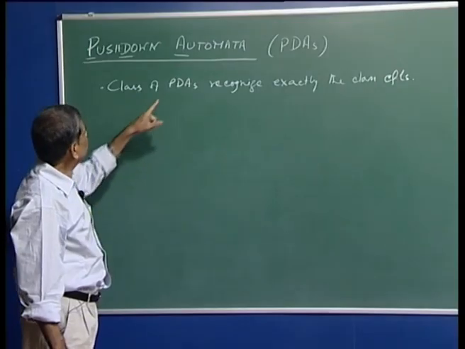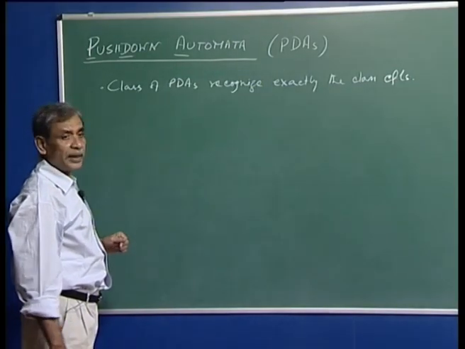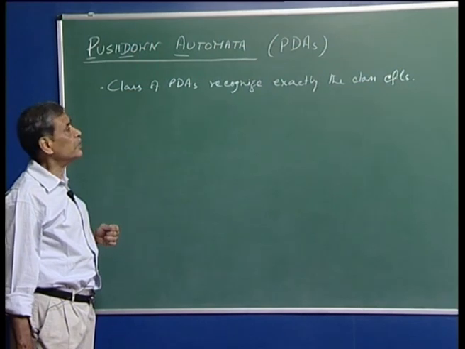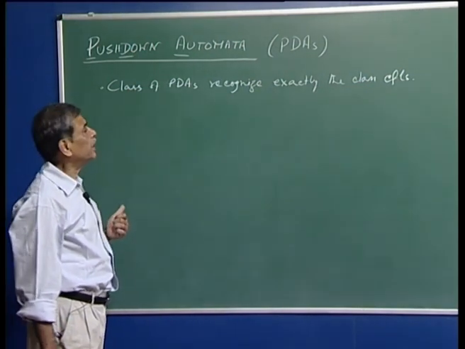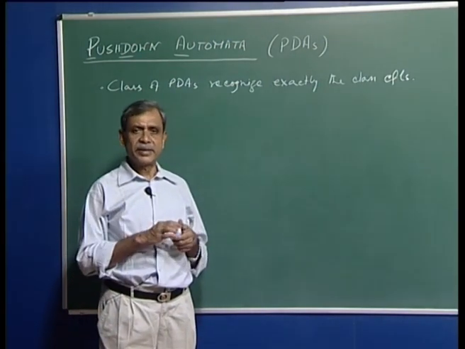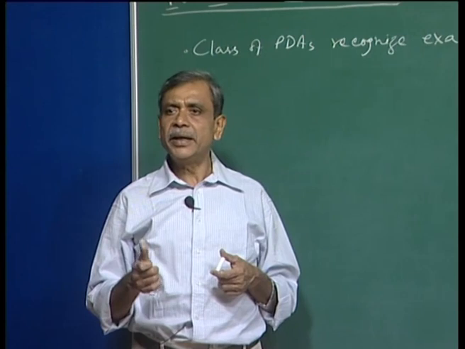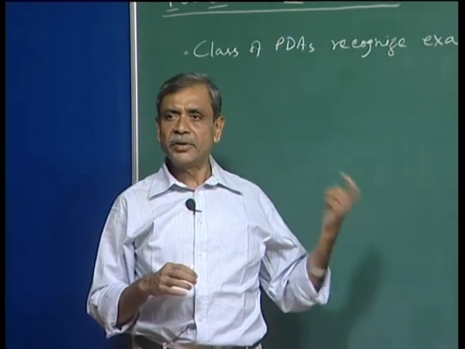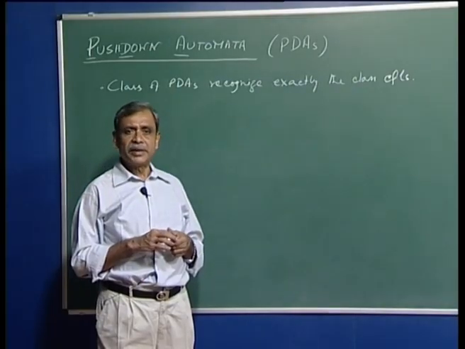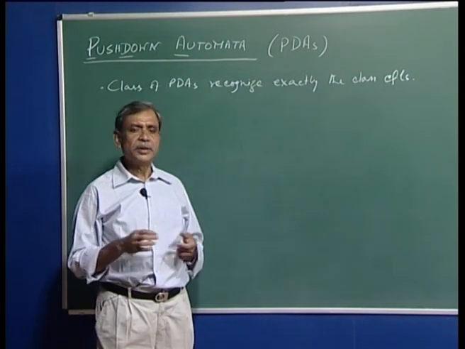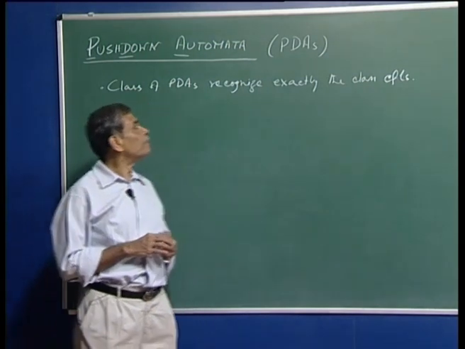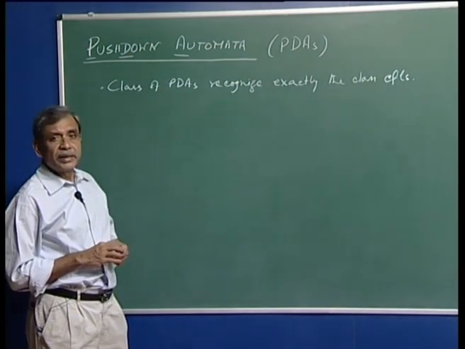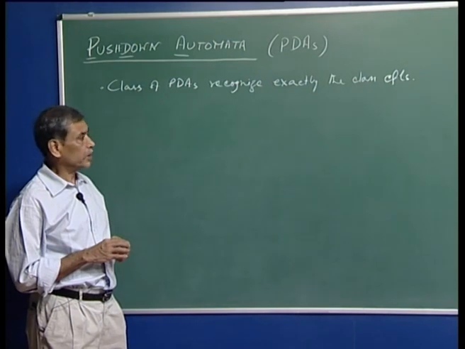The point about these PDAs is that so far we have studied context free languages in terms of context free grammars. Remember that grammars are generative devices. We say a string is generated by a grammar, in particular given a context free grammar G, that will generate a set of strings which will constitute a context free language. This is something we have seen. But now what we are moving to is a machine characterization of context free languages.